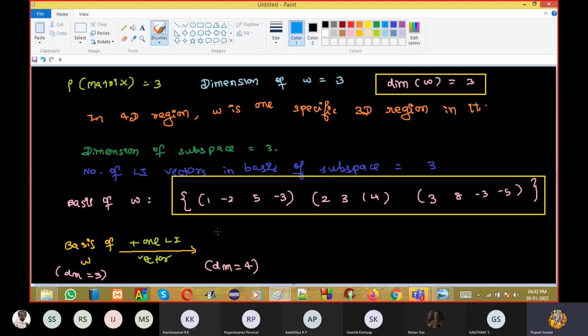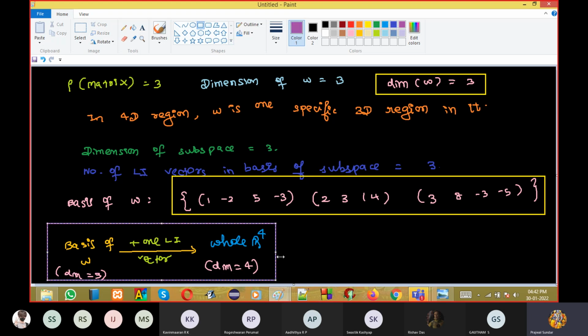Any doubt in this? This will become the whole R^4. This equation you should be 100% clear. Try to understand what I exactly did. You're having W, basically getting 3 vectors. This is dimension 3. Now if I'm adding one linear independent vector inside, this will become dimension 4. This will span the whole vector space. Any doubt in this? First tell me if you're clear with this. If you're not clear, you can't proceed, right? You need to be very clear with this logic. Can I proceed? Yeah, proceed.